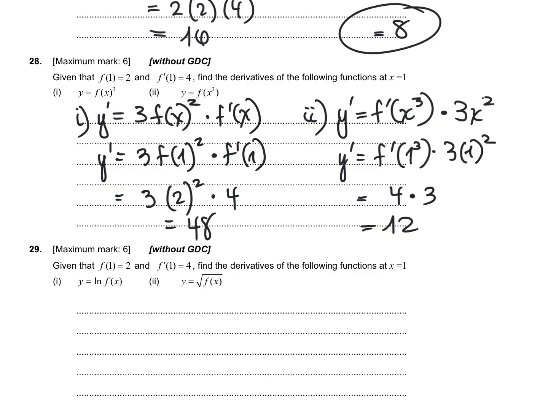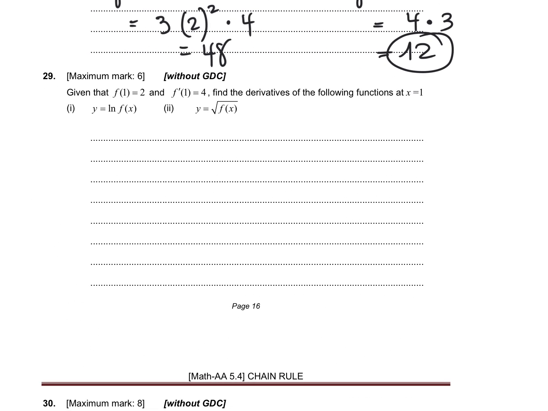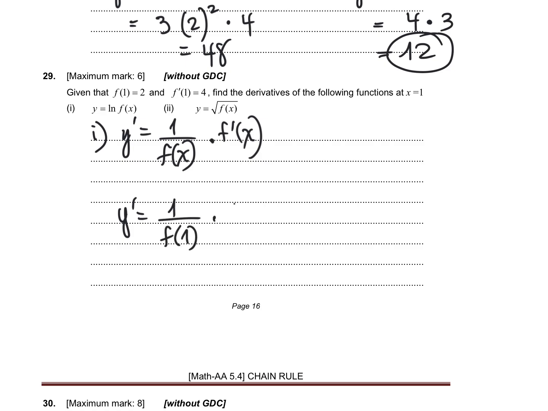I think I'm right again. This is what they say in the mark scheme, it's 6, but I think I'm right with 12. Let me know. All right, so for i, we have 1 over f at x times the derivative of f at x. So then we have 1 over f at 1 times the derivative at 1. So this is 1 over 2 times 4, so 2.